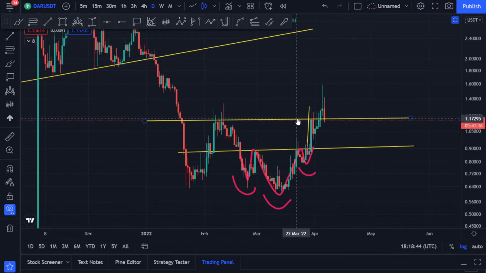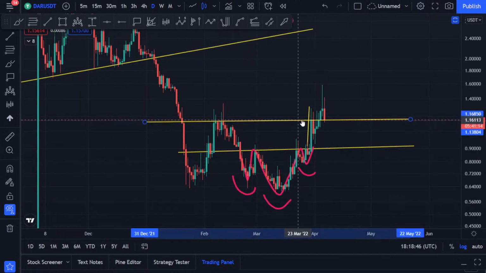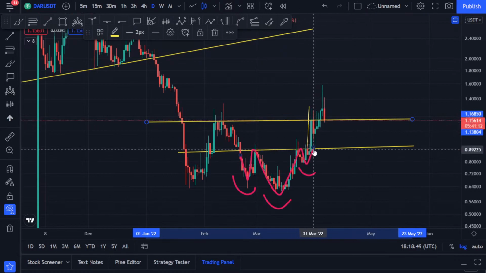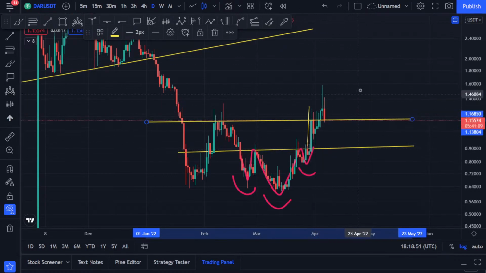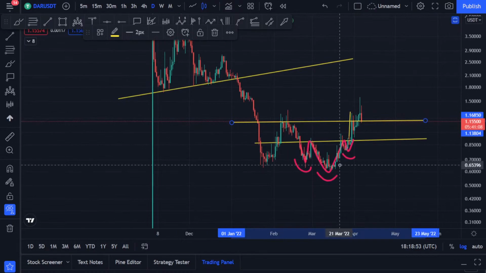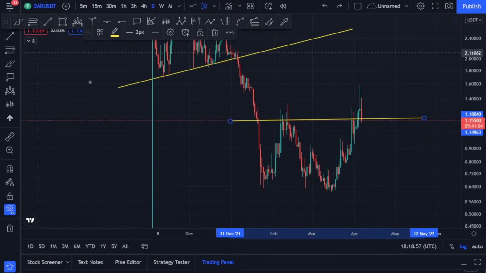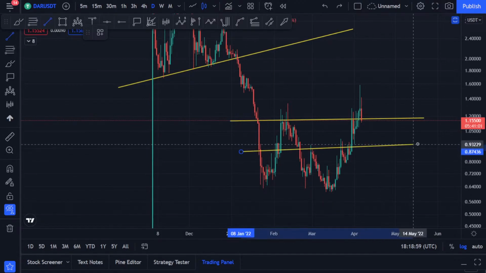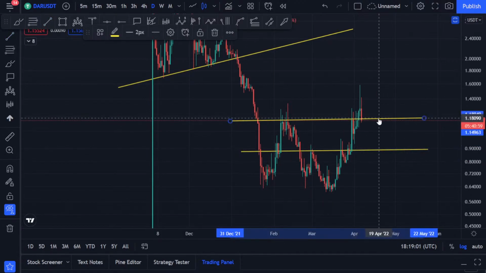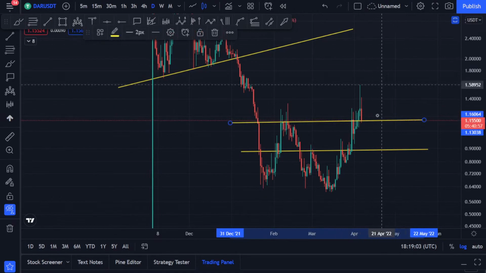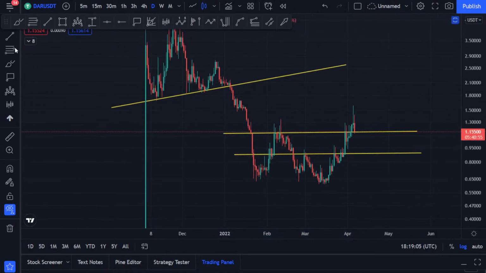Okay, this resistance level, because this is a very important support level. I'm sorry. And if we can hold it, we can have another go, but it all depends on whether we can hold it. Okay, if there's any good news coming out for DAR, maybe that could be another catalyst that can bring this price towards the upside. Now let's see what the Fibonacci is saying.